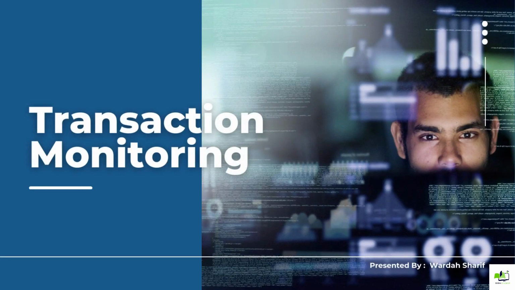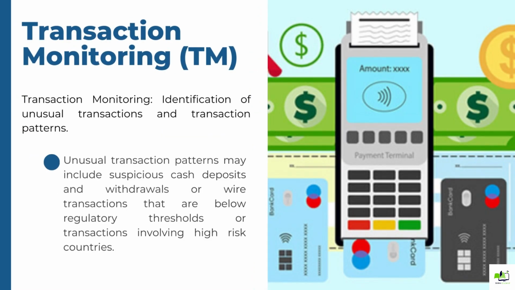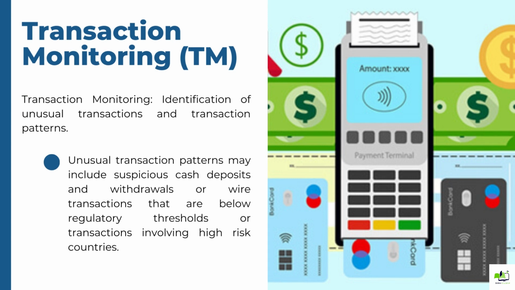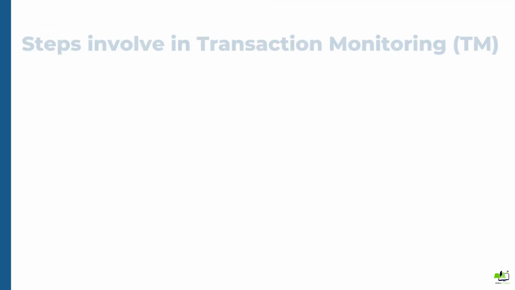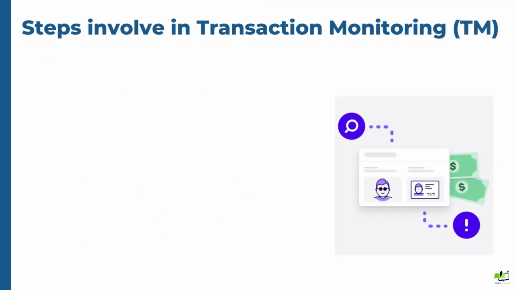Transaction monitoring. Transaction monitoring is identification of unusual transactions and transaction patterns. Unusual transaction patterns include suspicious cash deposits and withdrawals or wire transfers that are below regulatory thresholds or transactions involving high-risk countries.